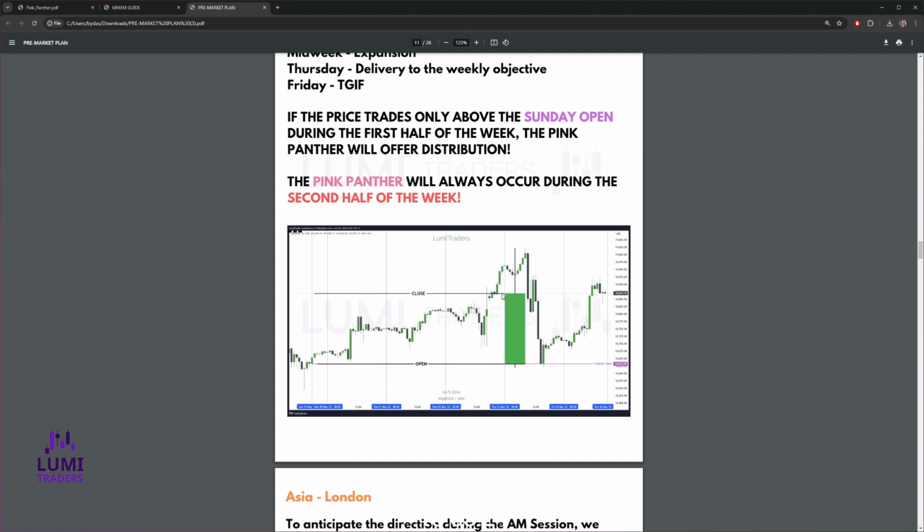So at this point, I anticipate to see the Pink Panther setup during the second half of the week below Sunday open and then TGIF. Actually, price went even higher than the TGIF stop, just, I would say, 62% of this OTE retracement. But here is a perfect example anyway.